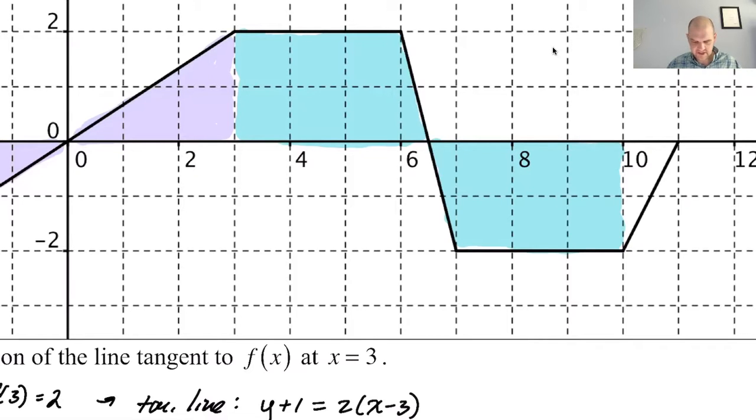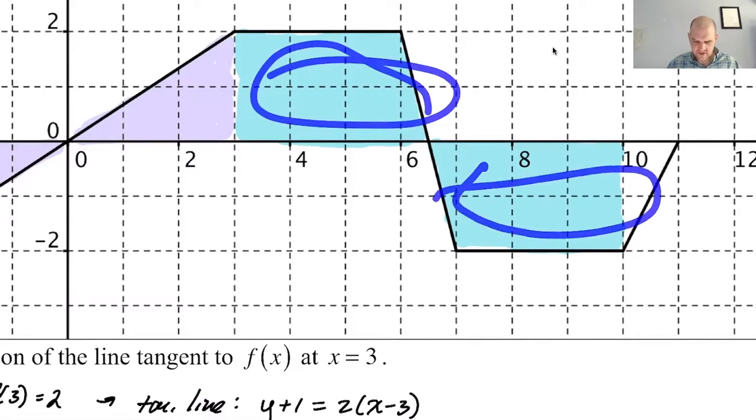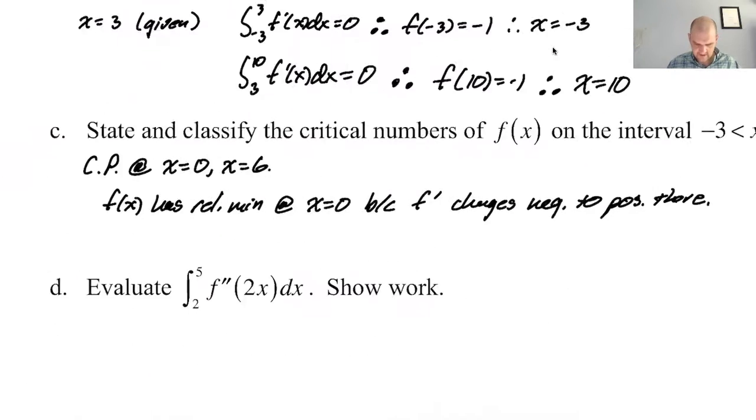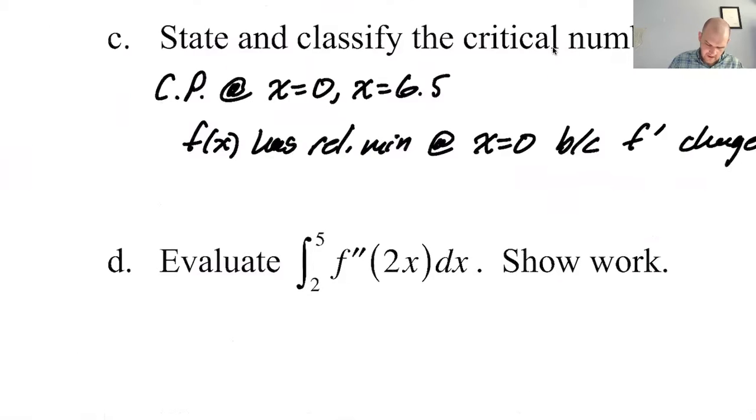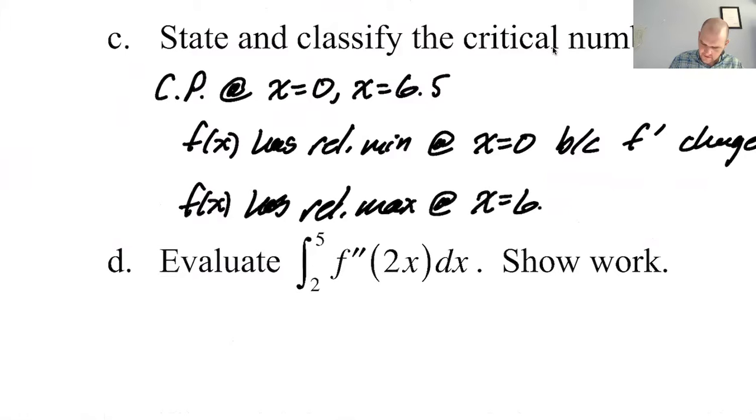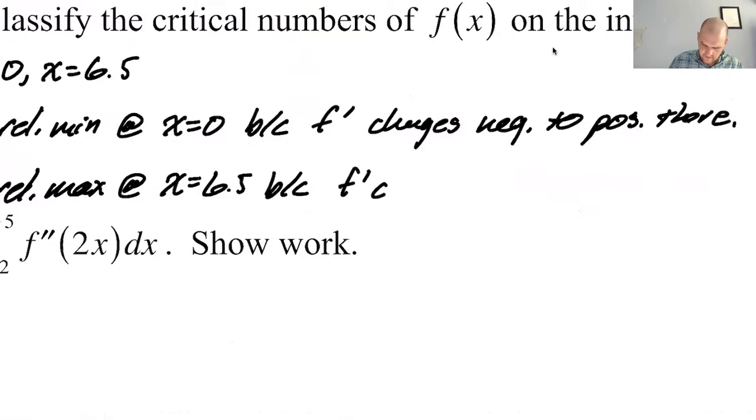So at 6.5 the derivative changes from positive to negative. So 6.5, got to make that change. Fortunately I put a period here for some reason, 6.5. So f of x has a relative maximum at x equals 6.5 because f prime changes positive to negative.